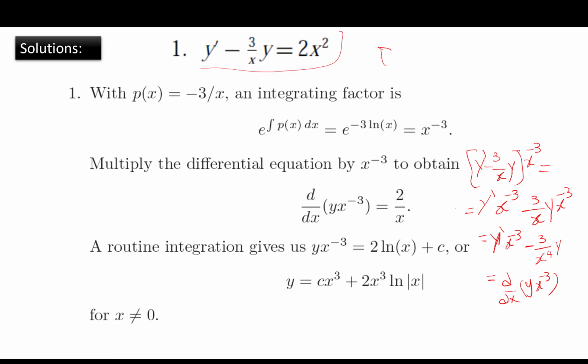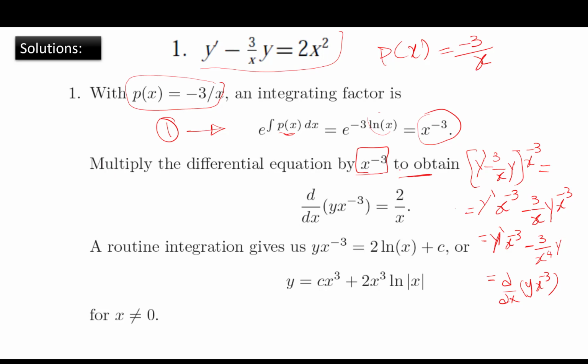So this is y prime, this is the linear equation as we said. So where is p of x? P of x equals exactly minus 3 over x, which is this one. And the integrating factor is going to be e to the integration of p of x dx, which is e to the minus 3 ln x, which equals x to the power minus 3. This is the integrating factor. So first thing is to get the integrating factor. This is number 1.